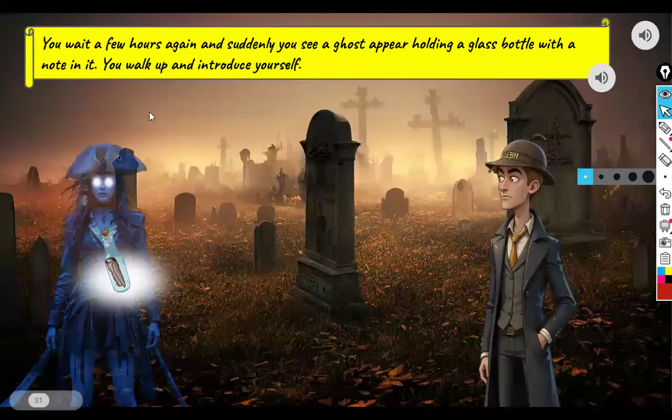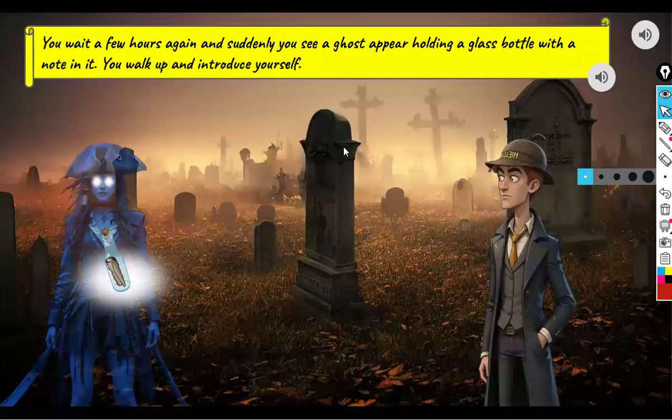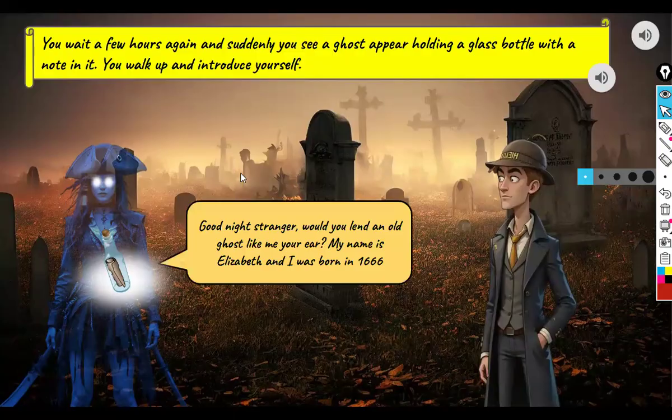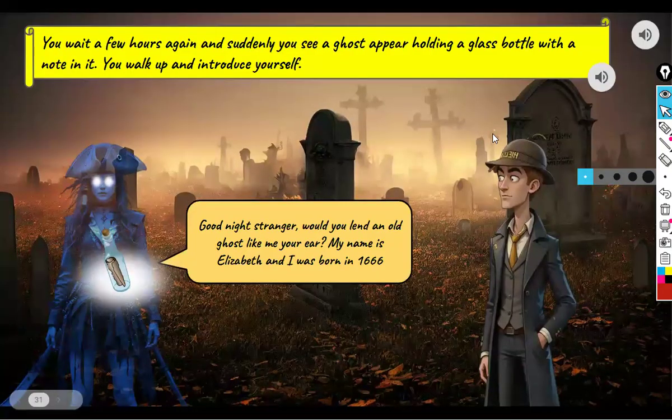You wait a few hours again and suddenly you see a ghost appear holding a glass bottle with a note in it. You walk up and introduce yourself. All right, so you walk up to this ghost and the ghost tells you, "Good night, stranger. Would you lend a ghost like me your ear? My name is Elizabeth and I was born in the year 1666." So she's dressed like a pirate, right?